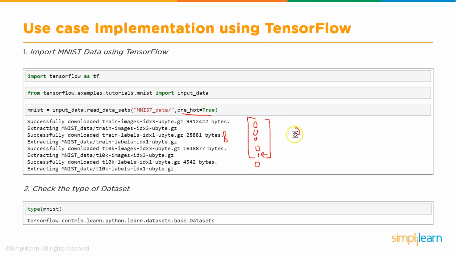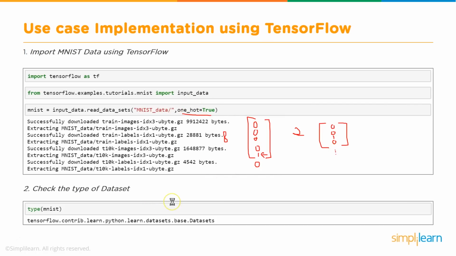Similarly, if you have a 2 here, let's say, then the label information will look somewhat like this. So you have your labels. You have this as 0, the 0th position. The first position is also 0. The second position is 1 because this indicates number 2. And then you have the third as 0 and so on. So that is the significance of this one hot true.